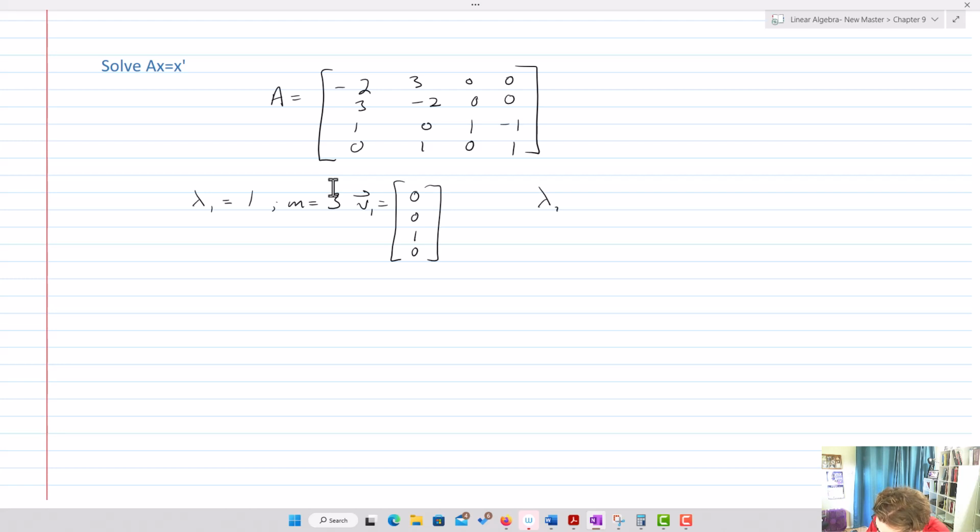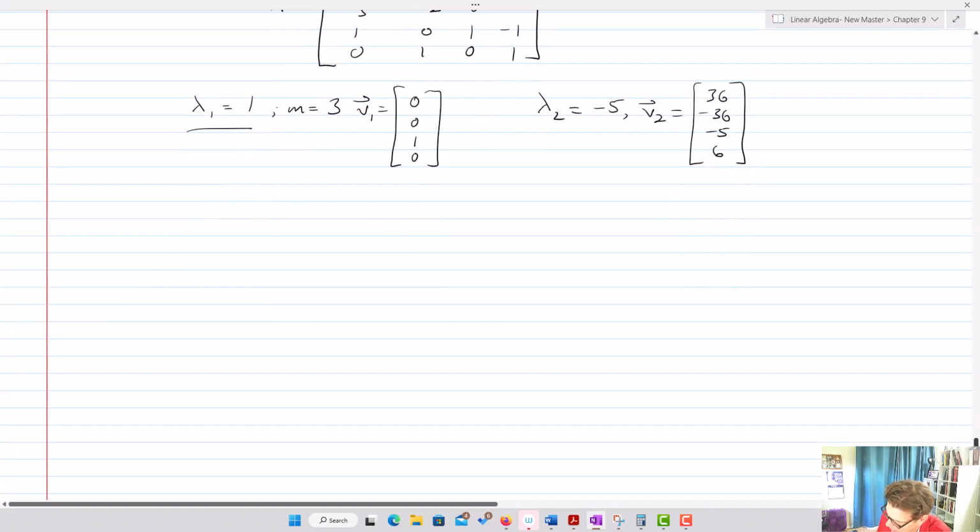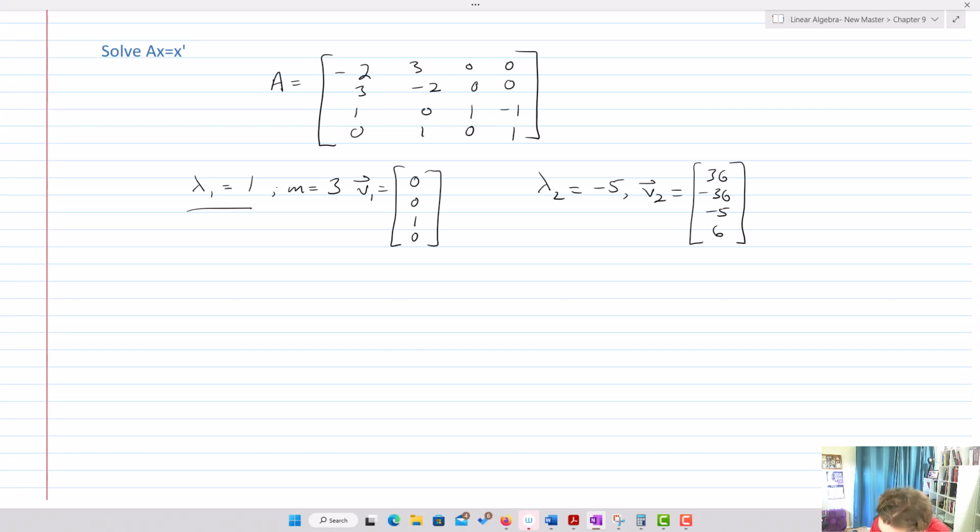Then we'll have a lambda 2, our second eigenvalue, being negative 5. It's going to have a multiplicity of 1, and V2 is going to equal 36, negative 36, negative 5, and 6. So what we have here is a situation in which we're going to have to generate 2 additional solutions using lambda 1 equals 1. So I first want to find out what A minus I is.